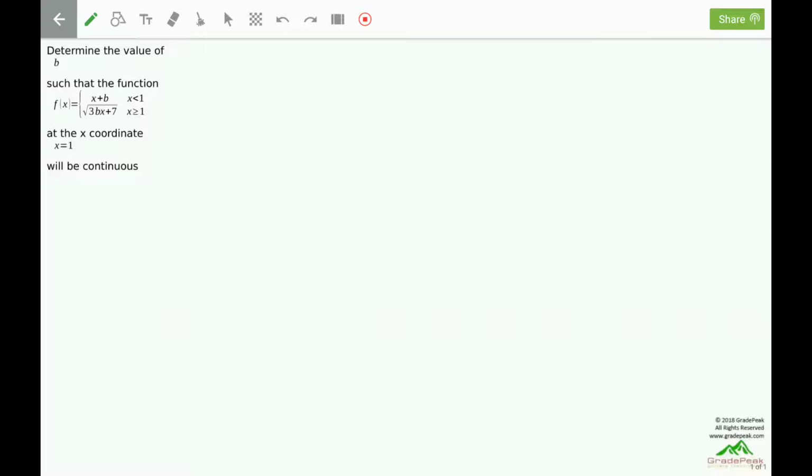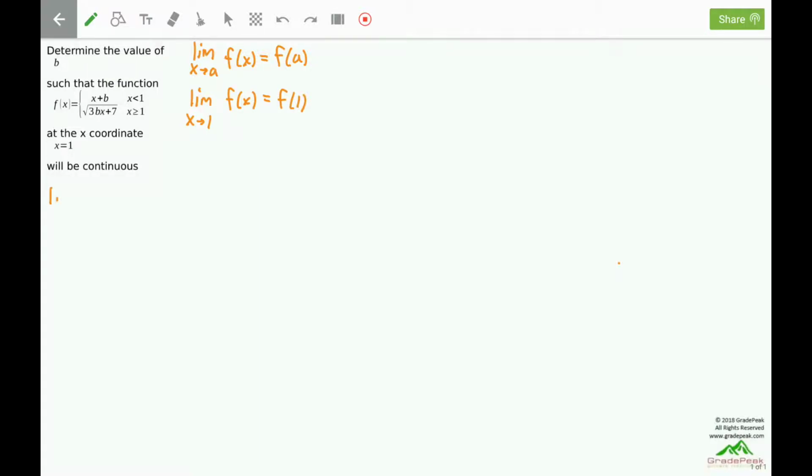Since we are looking to determine if it is continuous, the first thing to do is write down the definition of what it means to be continuous, and that is the limit as x approaches a from both sides of f of x equals f of a. We're looking specifically at the x-coordinate of 1 here, so the limit as x approaches 1 from both sides of f of x equals f of 1.